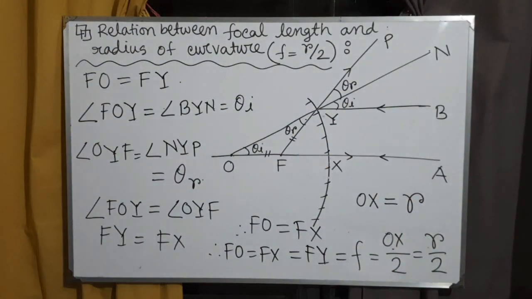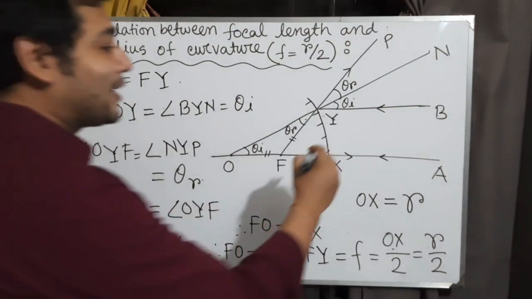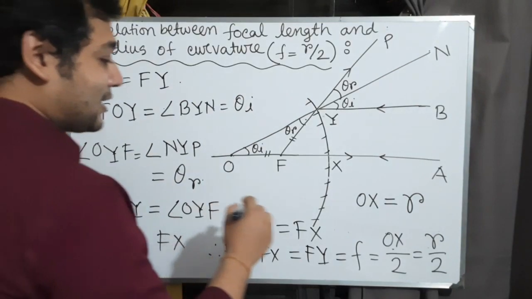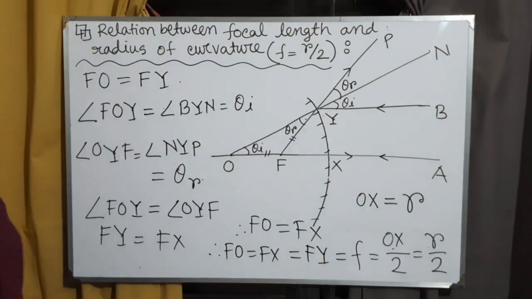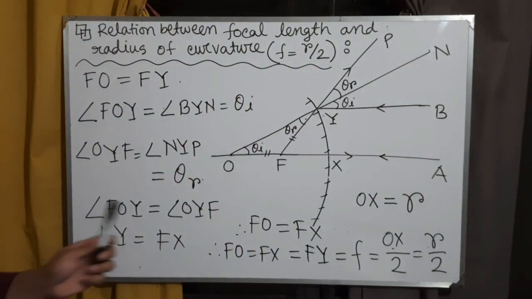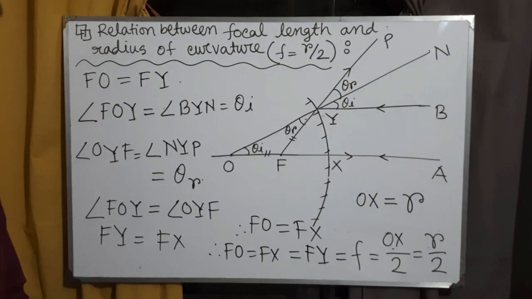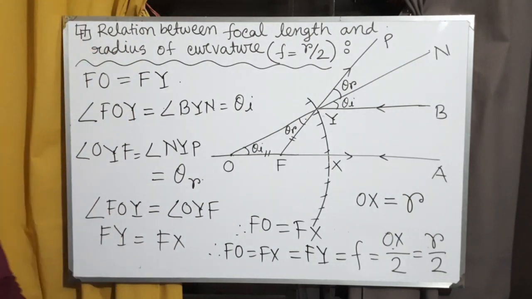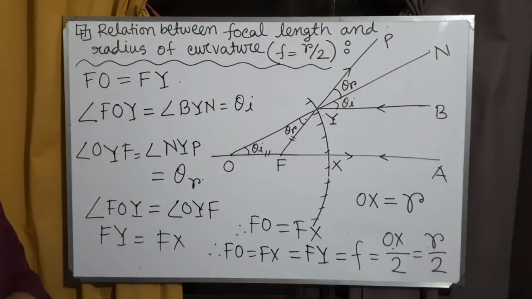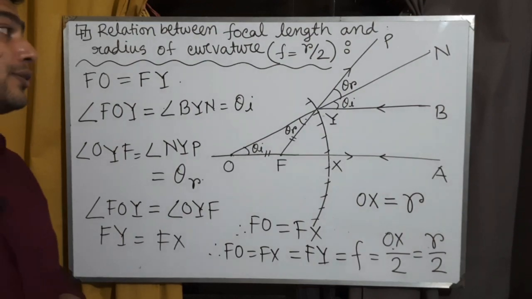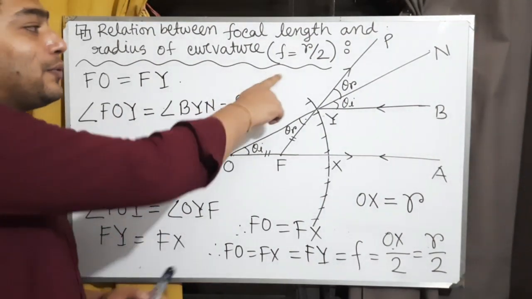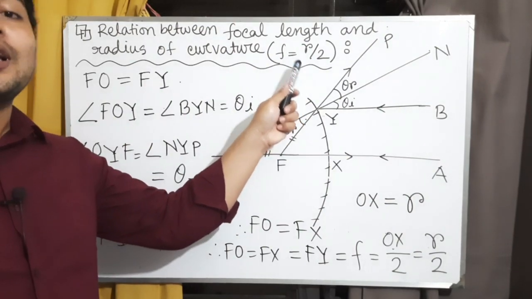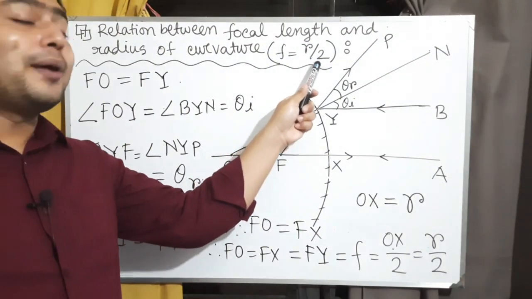From this discussion we can say that F equal to R by 2. So this is the relation between focal length and radius of curvature. The relation is F equal to R by 2.